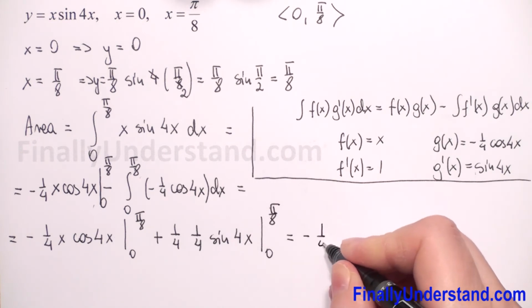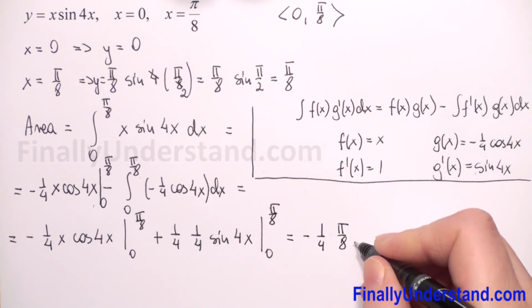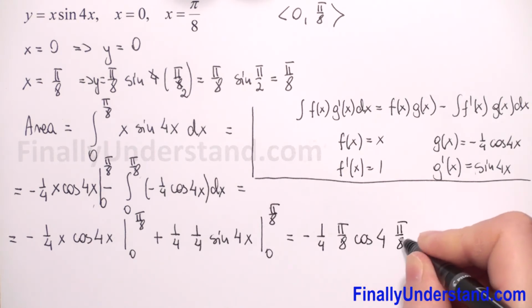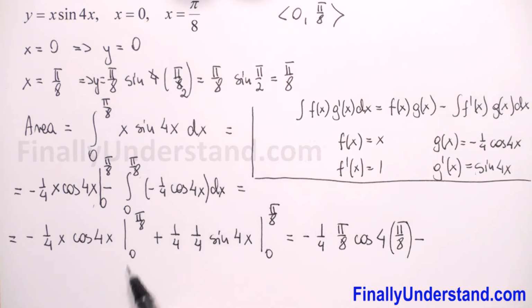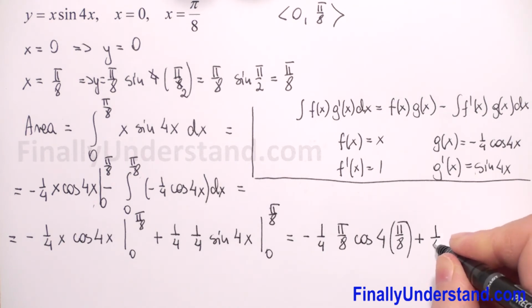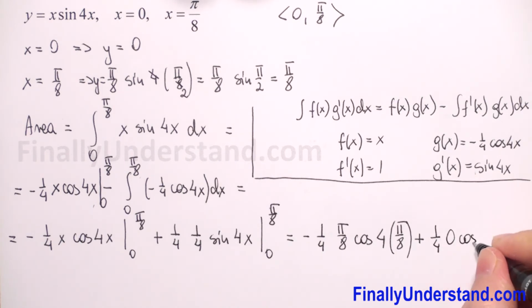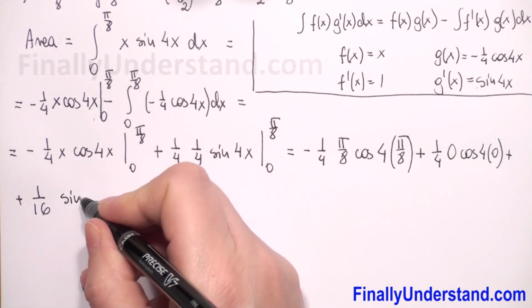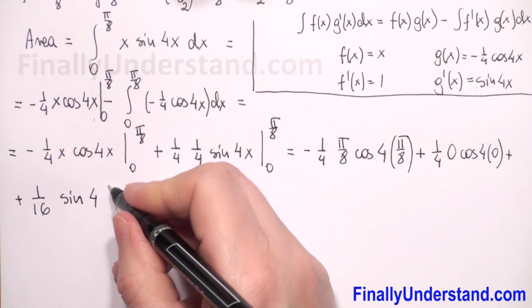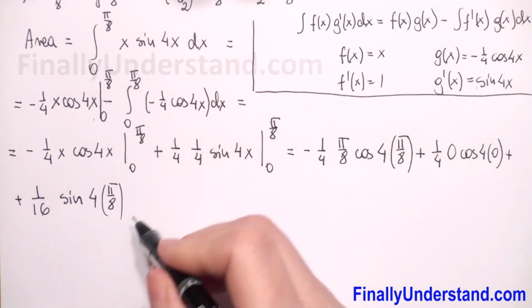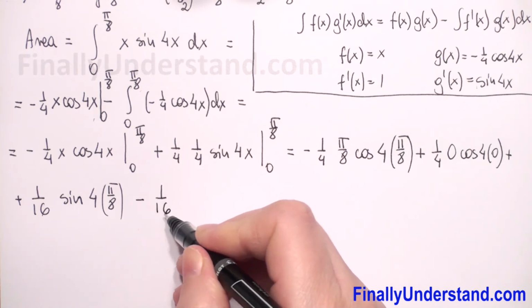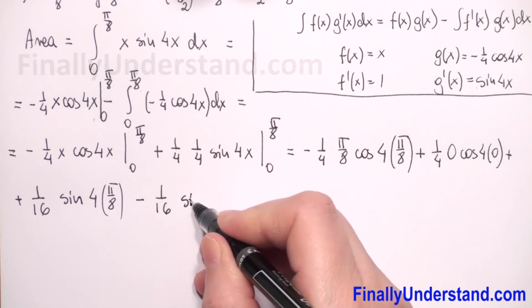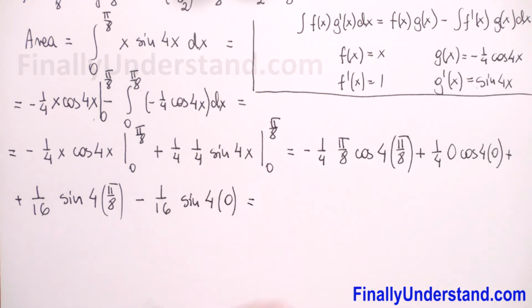We will have negative 1 over 4 times pi over 8 cosine of 4 times pi over 8, minus, and now we have to plug in the lower limit, so negative and negative give me positive, 1 over 4 times 0 cosine of 4 times 0, plus, and now we have 1 over 16, and we will have sine of 4 times the upper limit pi over 8, and we have to subtract the lower limit, so it will be 1 over 16 sine of 4 times 0. So this expression will be 0, and this is the same.